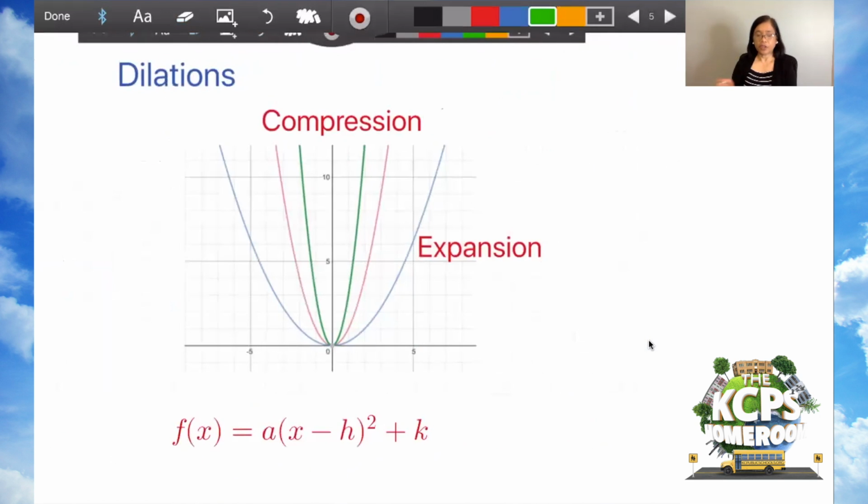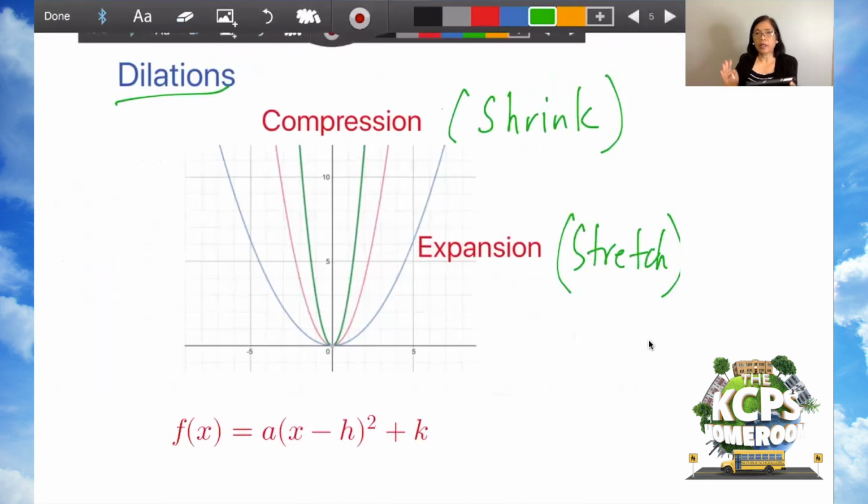Then we now have dilations. So when we talk about dilations, we're talking about compression or shrink. You compress the graph, or the graph moves closer to the y-axis. And when we talk about expansion, we're talking about the stretch. That means the graph widens or it moves away from the y-axis. Which of these parameters will affect the transformation or dilation? Will it shrink, or which value will now change the graph, expand or shrink the graph?